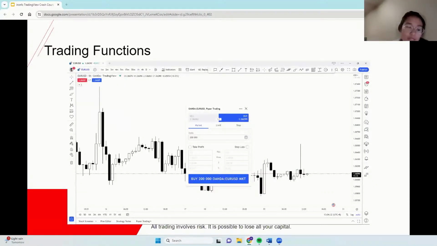And also from here, you can see there are different trading functions as well. So here we're looking at euro dollar paper trading, and you can see that for our sell and our buy, you can just conduct your trades directly on TradingView itself. So you can see here we're buying 200,000 units from euro dollar.